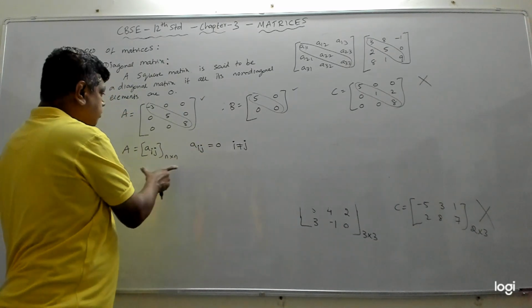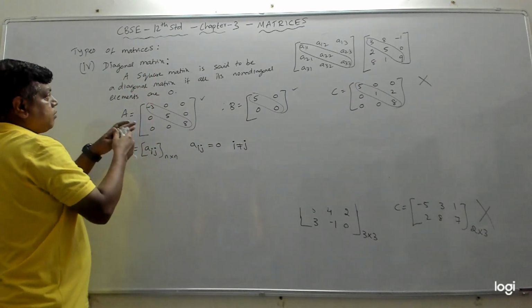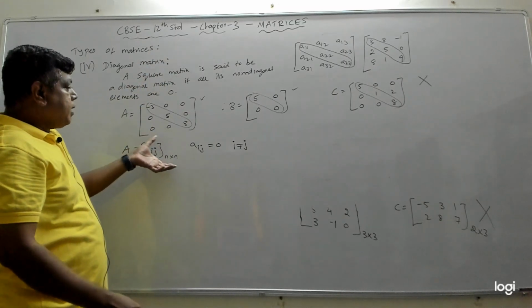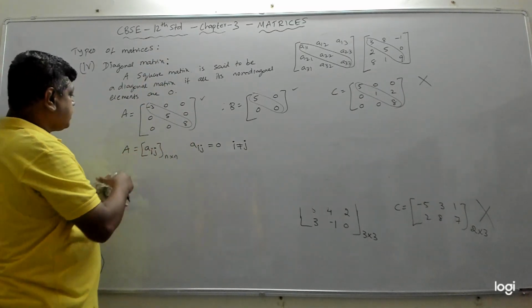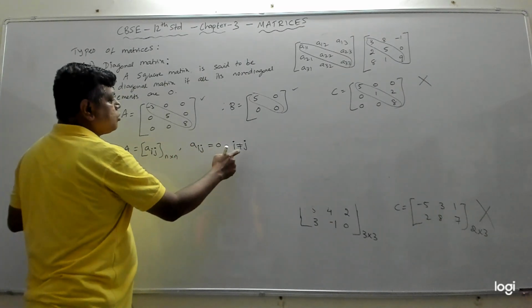So this is another way to define this same definition. Here we have written it in English. Mathematically, it means A equal to Aij, where Aij equal to 0 for i not equal to j.